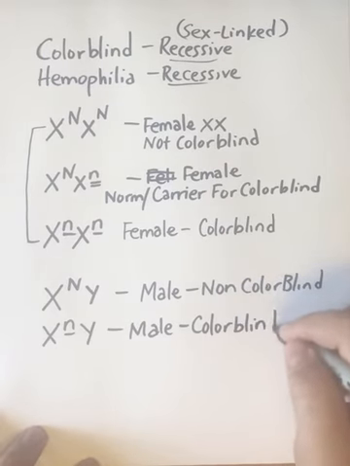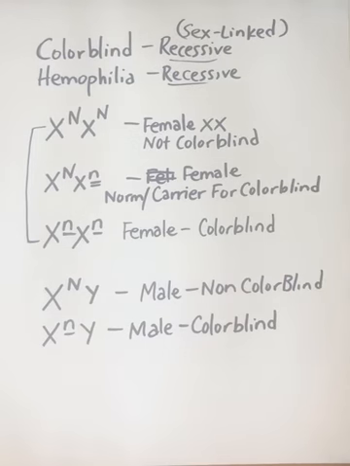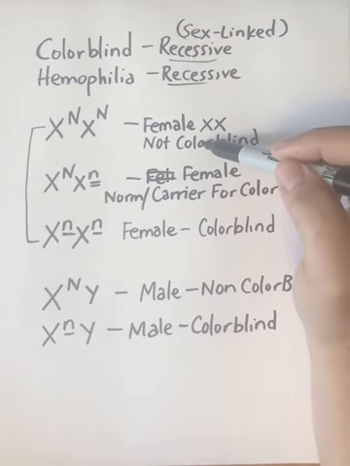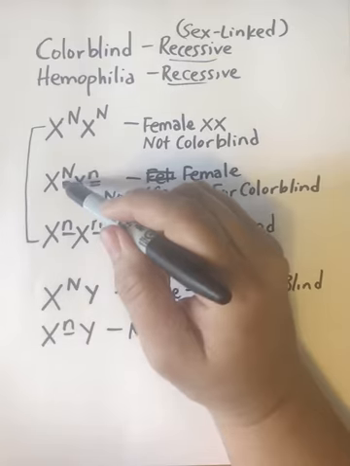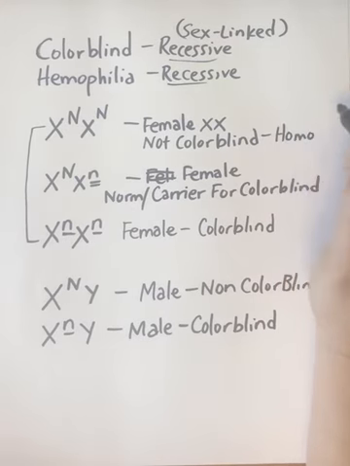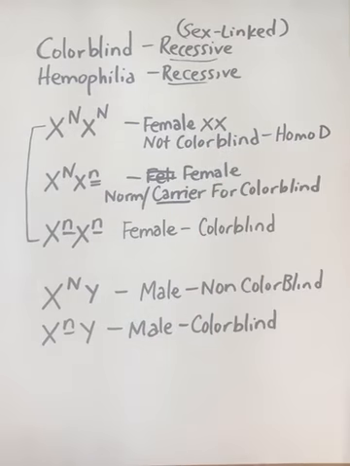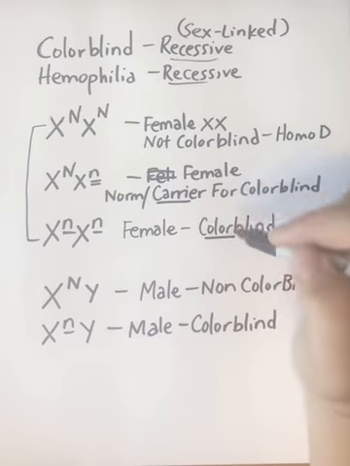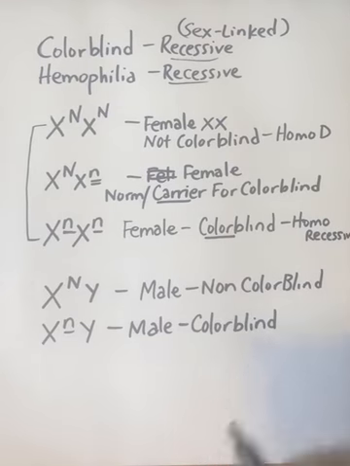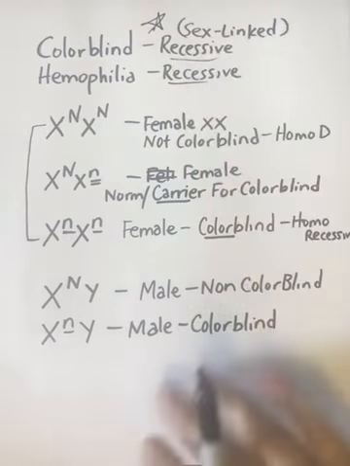Now, when you do a sex-linked inheritance cross, you have to read it very carefully. Is it a female who is not colorblind? Is it a female who's a carrier? So if you're not colorblind, you're considered to be homozygous dominant for not colorblindness. If you're a carrier, that means you're heterozygous. And if you're colorblind, that would mean you're homozygous recessive. But again, you always have to include your X's and your Y's because this is sex-linked inheritance.